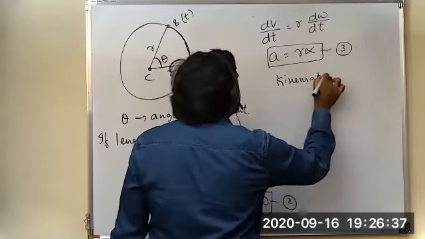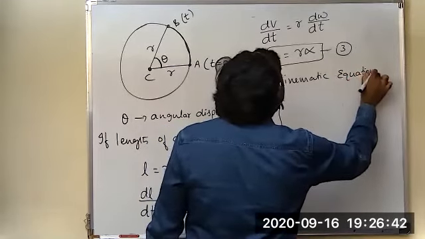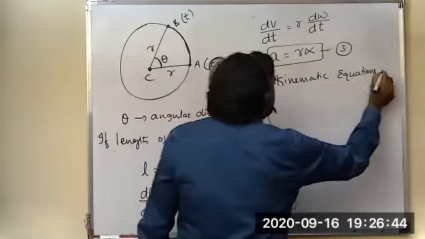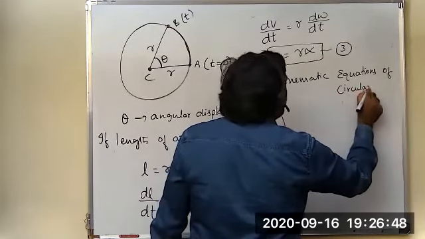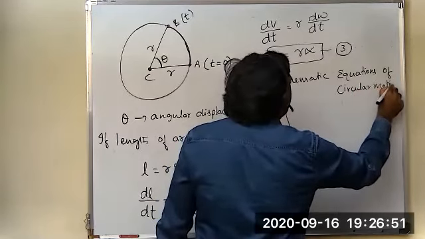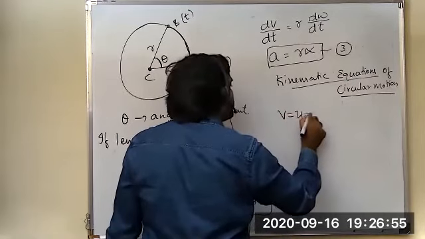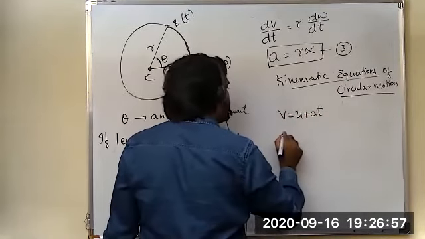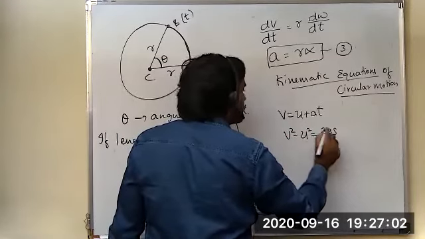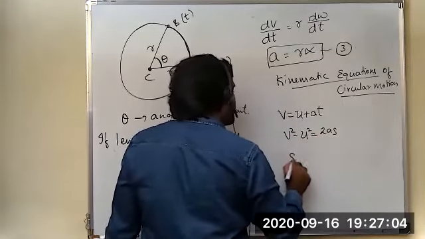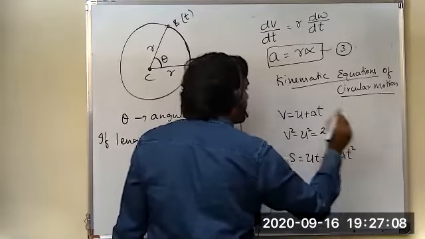Now, students, with the help of this, you can also write kinematic equations of circular motion. If you specifically apply the kinematic equations for circular motion, then listen, students. We have V is equal to U plus at. This is one kinematic equation. And next, V square minus U square is equal to 2aS. This is the second kinematic equation. And next, S is equal to Ut plus half at square. This is the third kinematic equation.